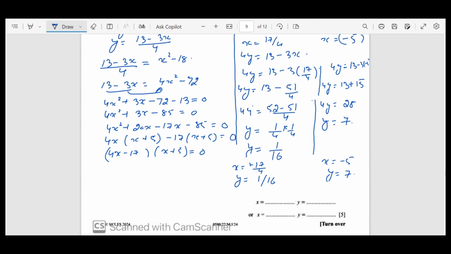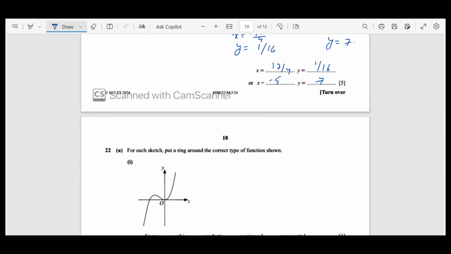So when x is 17 by 4, y will be 1 by 16, and when x is minus 5, y will be 7. Right? Next will be question number 22.